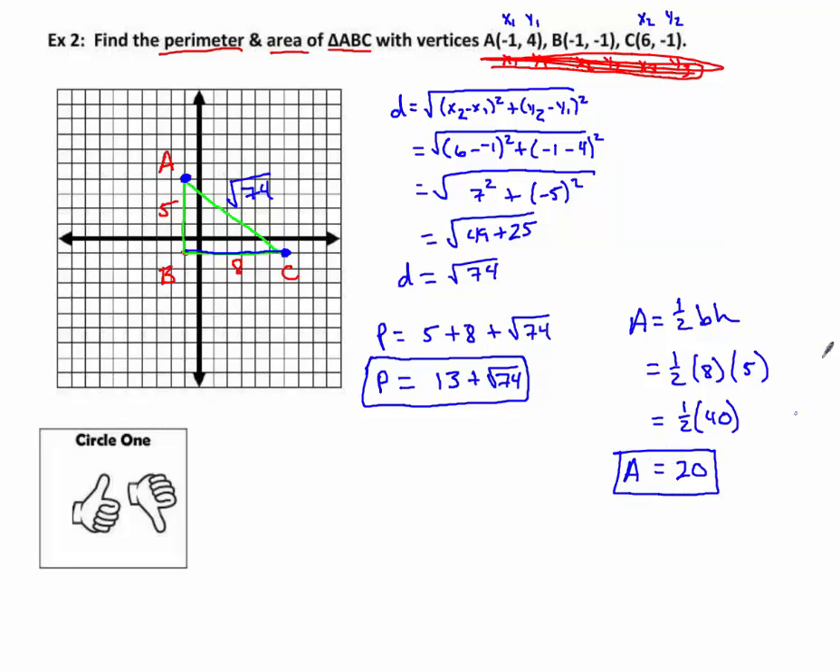Now, you might say, well, area was supposed to be squared, right? So there's no inches or anything like that. So what we're going to do on both of these is we're going to add on the units. But we don't have any units, so we're just going to call them units. So anytime you don't know the unit of measurement, it's just units, and area will be units squared. And that's it.